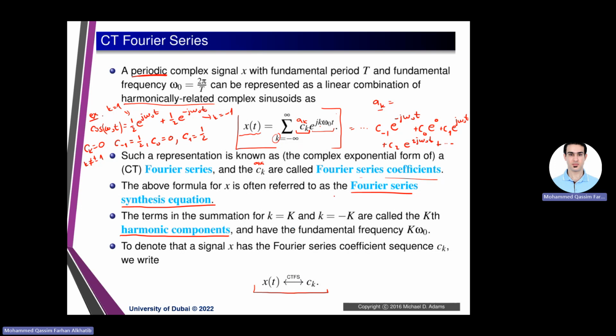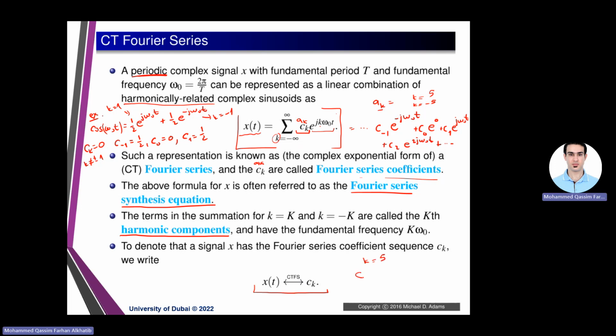All right, so that's what we call a Fourier series equation. The terms in the summation for k equal k and k equal negative k are called the kth harmonic components. So assume that you have k equal 5 and another k equal negative 5. They are harmonically related exponents, harmonic components, basically because they belong to the same sinusoidal signal. Let's take the case at k equal 5, for example.